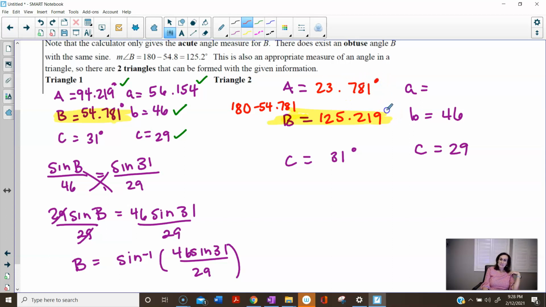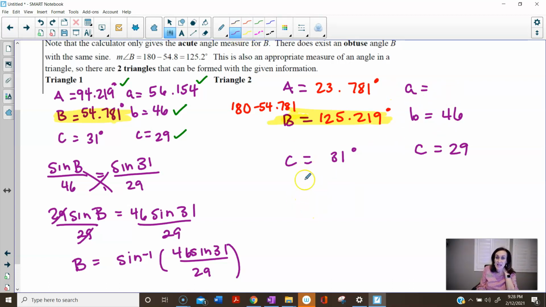And then you would use 180, subtract these two angles, and you're going to get 23.781. And this is pretty good so far because remember that these all have to add up to 180 degrees. So if this angle was already bigger, when you add up to the 180, you would know that you don't have a second triangle.